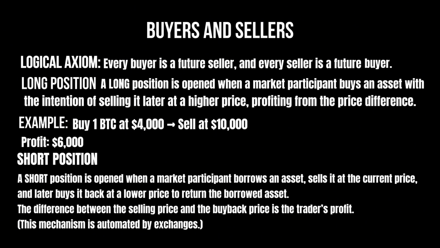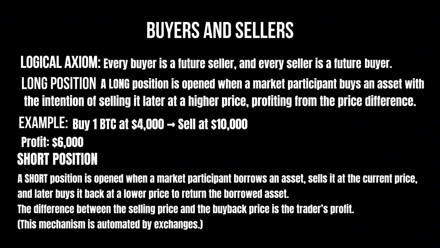Long position. A long position occurs when a market participant buys an asset with the intention of selling it later at a higher price and profiting from the price difference. For example, an asset is purchased at a price of $4,000 and later sold at $10,000. The profit in this case is $6,000.